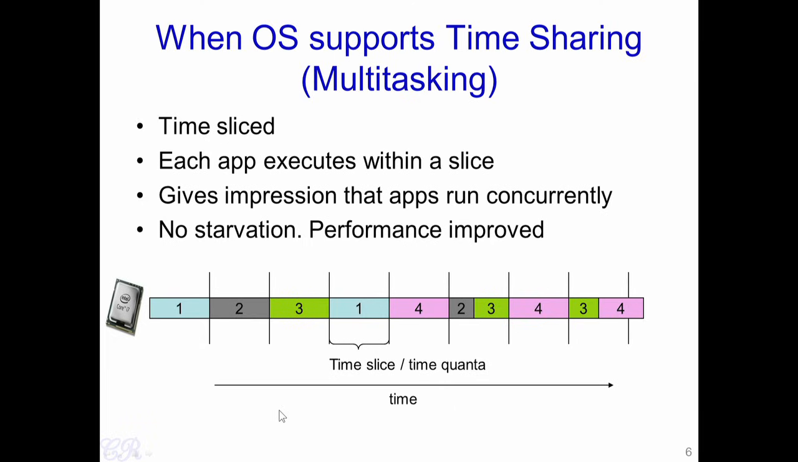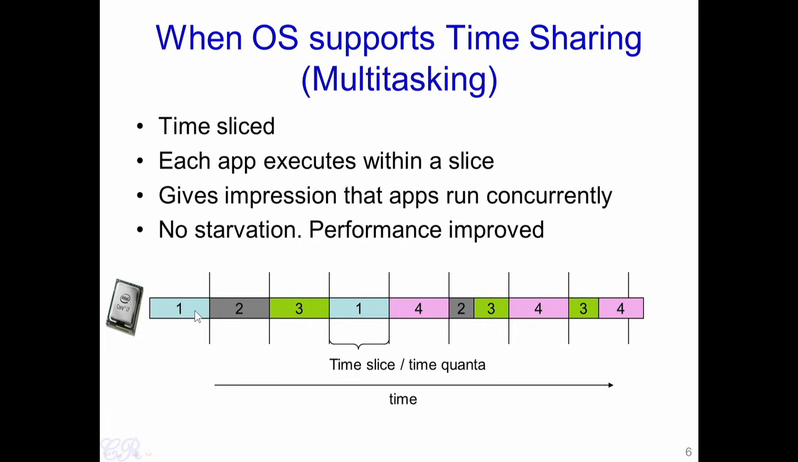More recent operating systems support what is known as multitasking or time sharing. Essentially, in this case, the CPU time is split into slices, and each slice is known as a time slice or a time quanta. In each time slice, a process would run. The process will continue to execute until one of two things happen.